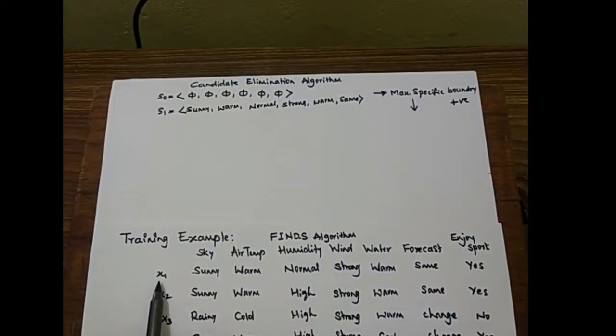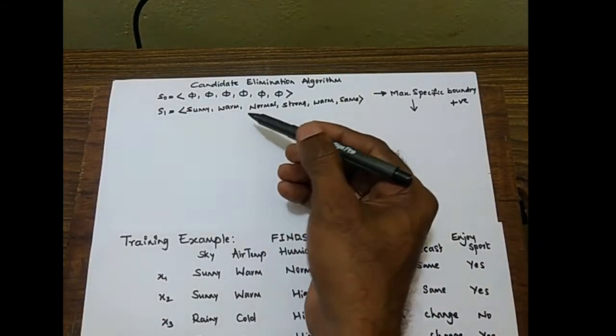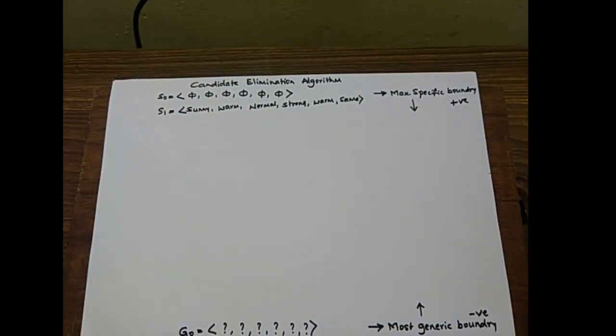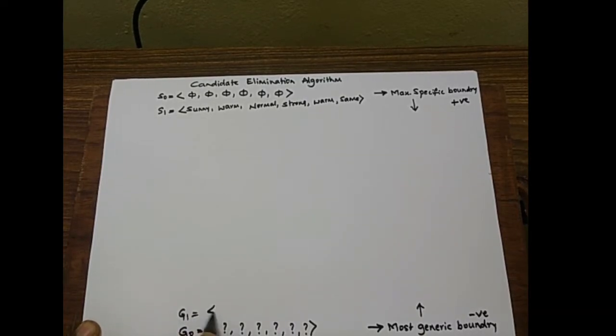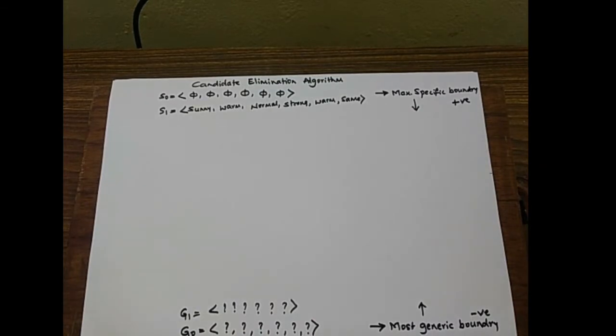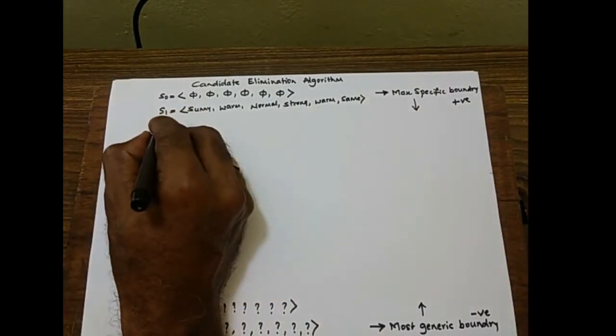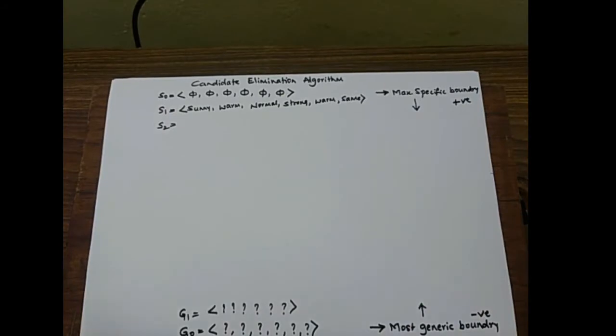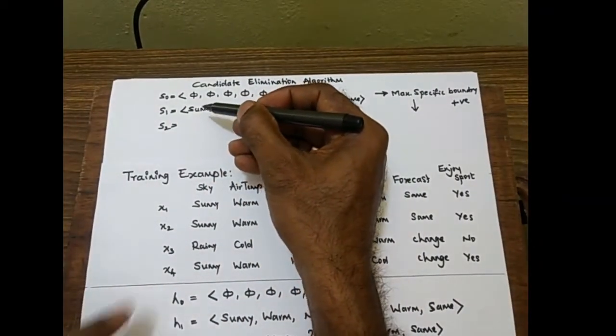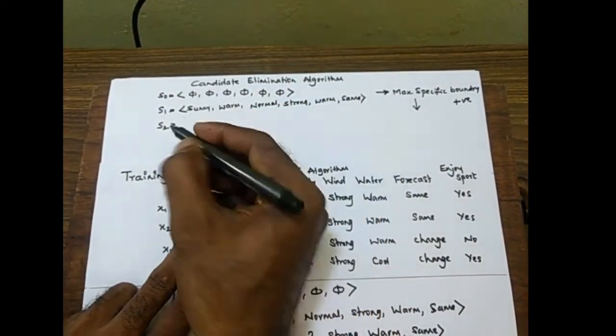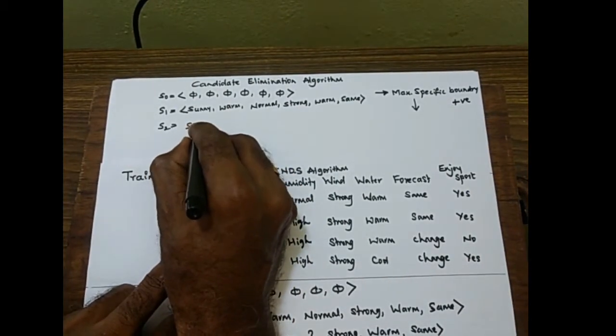We have considered X1 since it is a positive training sample. A positive training sample will not be considered for the generic boundary. So G1 will again be all question marks, 1, 2, 3, 4, 5, 6. G1 won't change. Let us go to the next one, that is S2. Now sunny needs to be compared with sunny. The values are the same, so it will remain the same.